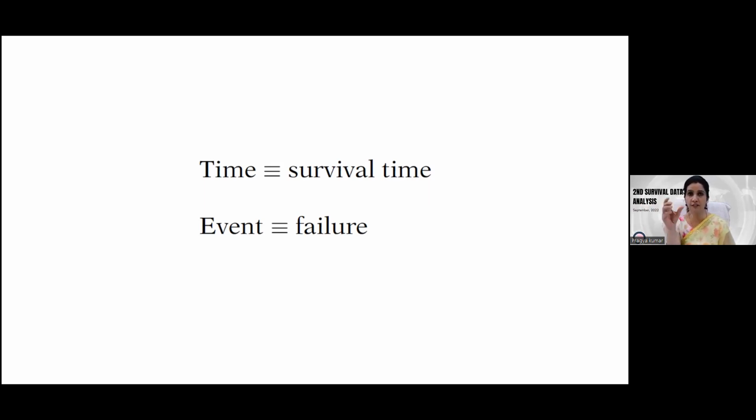So the event is a failure, which we will read about day after tomorrow, where we call it the hazard. Whatever event, like we have defined in four cases, there can be a death, there can be a relapse, there can be a recurrence. In all these, death, relapse or recurrence, that is a failure.